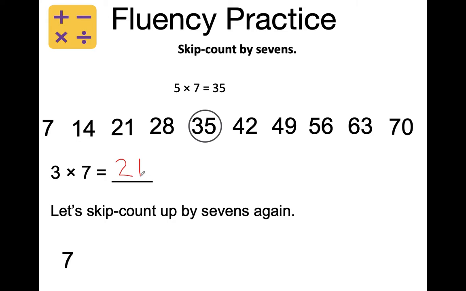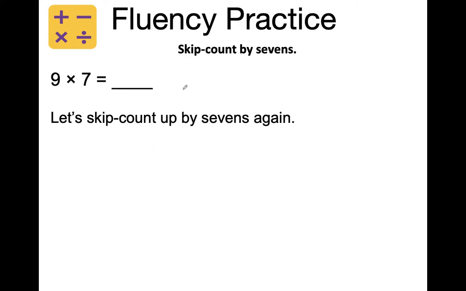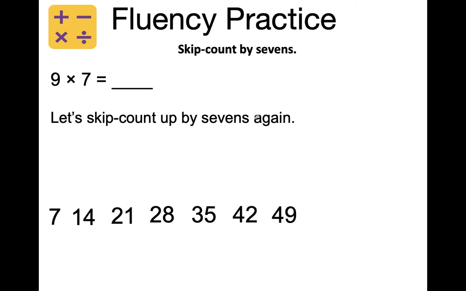So we can see that. We're going to skip count again, 7, 14, 21, and that was the answer. Okay. We're going to do another one. Let's skip count up by sevens again to find our answer for 9 times 7. 7, 14, 21, 28, 35, 42, 49, 56, 63.